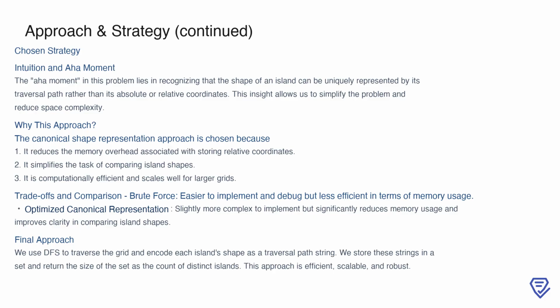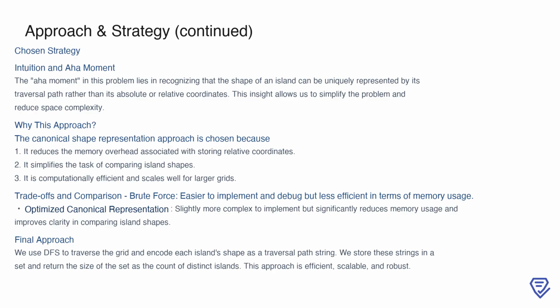The optimized approach using canonical shape representation is chosen because it minimizes memory overhead by avoiding the storage of detailed relative coordinates. Instead, traversal paths are compact and straightforward to compare. Additionally, this approach is computationally efficient, making it well-suited for larger grids, and it provides a clear method for determining uniqueness. While the brute force approach is easier to implement and debug, it is less efficient in terms of memory usage. On the other hand, the optimized approach requires more careful implementation but is far more scalable and robust.